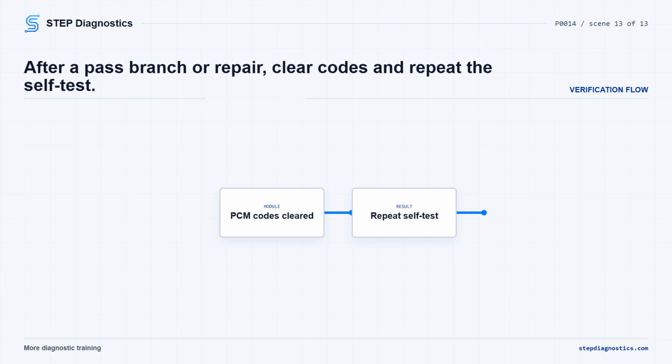The takeaway on P0014 is simple. Prove whether the exhaust cam responds correctly, confirm oil pressure is not the reason, and only then make the call between the phaser and the solenoid.